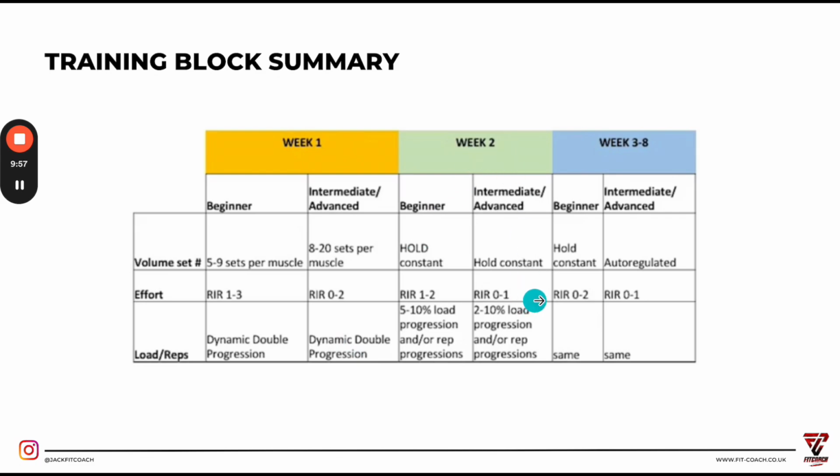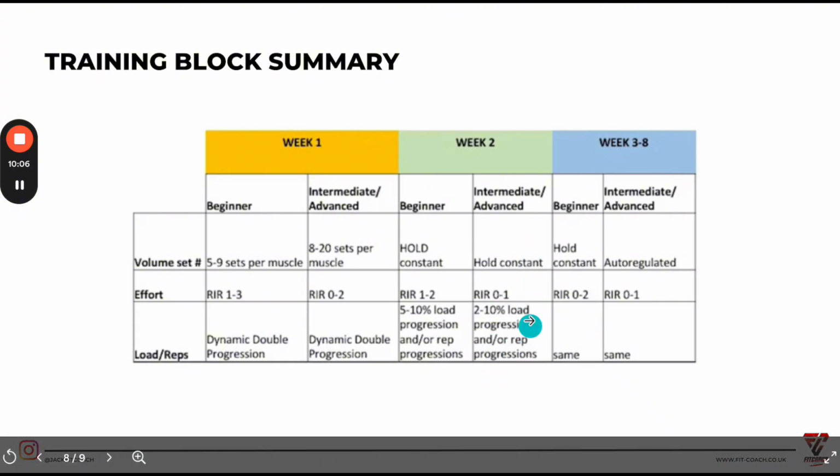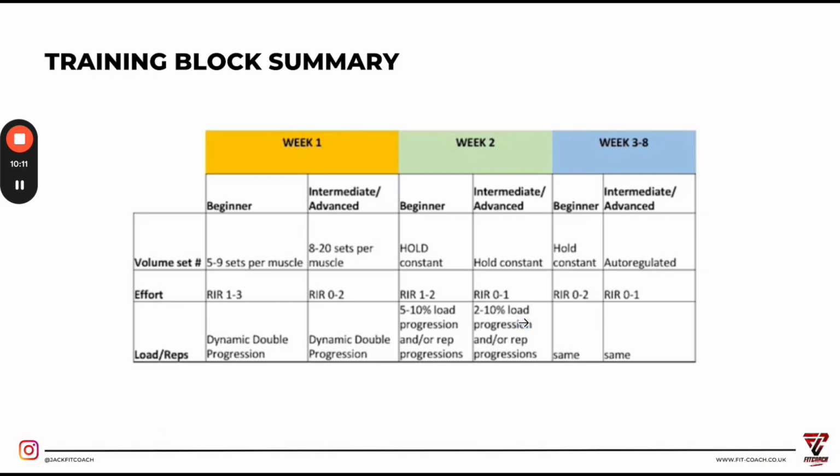And then in week 2, again, we want to hold that constant throughout the duration. We're now pushing towards an RIR 0 to 1, 2 to 10% load progressions and/or rep progressions. So depending on the type of day that you're having, ideally we want to push towards the top of that rep range: 6 to 9, we want to aim for 9; 10 to 15, we want to aim for 15. If you're having a really good day, then you increase the load and you also increase the reps. And then between week 3 and week 8, we can auto-regulate it depending on if you're an intermediate or advanced. We're still pushing towards failure and the loads and the reps are still going to be the same.